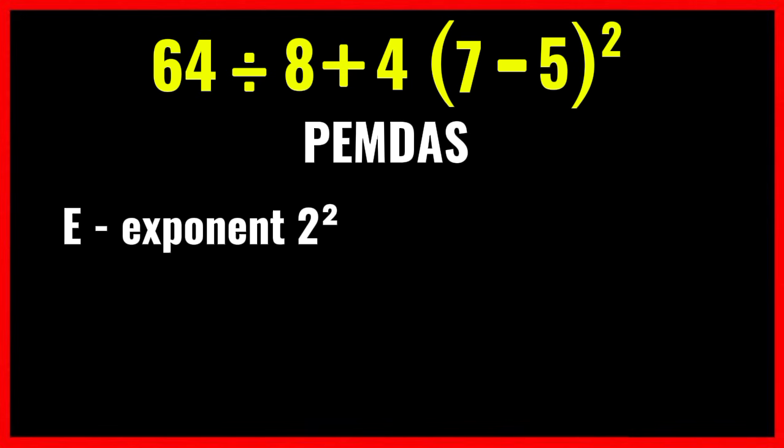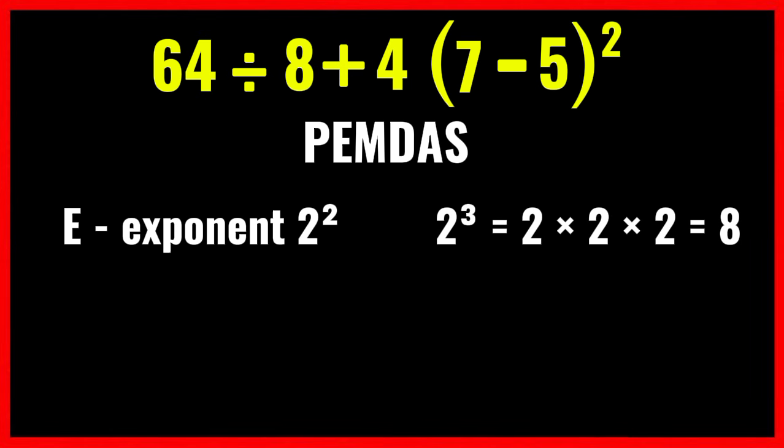The letter E stands for exponents. An exponent tells you how many times a number is multiplied by itself. For example, 3 squared means 3 multiplied by 3, which equals 9. 5 squared means 5 multiplied by 5, which equals 25. 2 cubed means 2 multiplied by 2 multiplied by 2, which equals 8. Many people skip this step and begin multiplying too early. That's one of the biggest reasons they get the wrong answer.